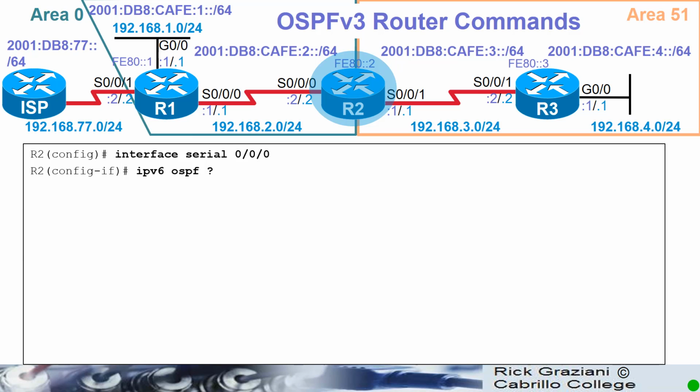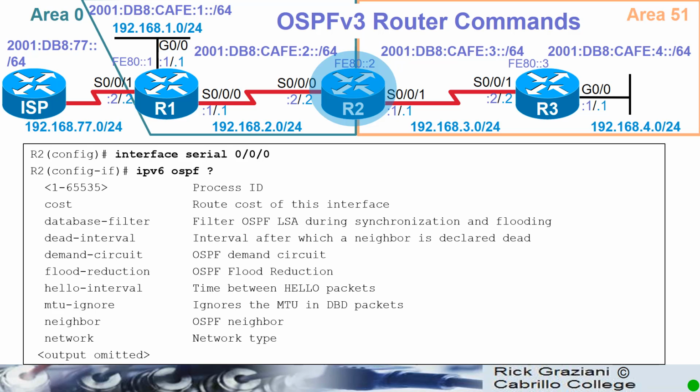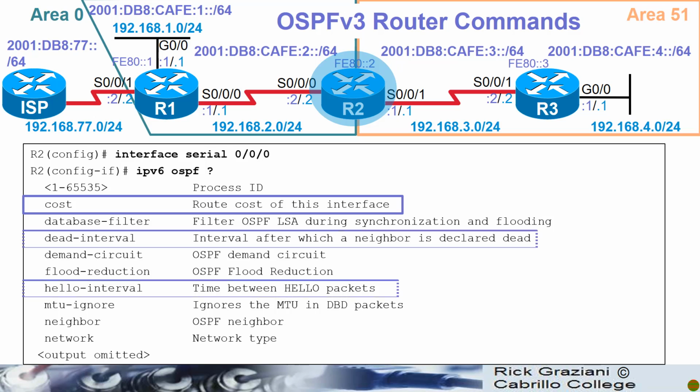So what subcommands can we have when we're programming it per interface? We're on R2, at the serial 0/0/0 interface. We want to set up IPv6's OSPF. We do a question mark. What's there? Typically it'd be the next process ID, but you can manipulate this so it's not the process ID, but additional options, like the hello timer, the flood reduction, or the neighbor. You have several other options. Cost is another one, dead timers, hello timers.